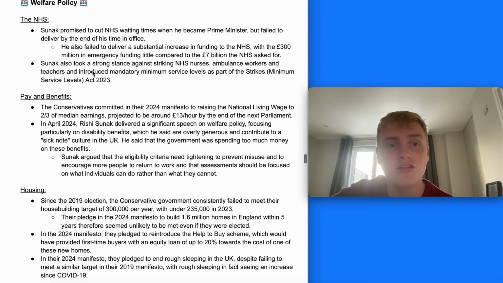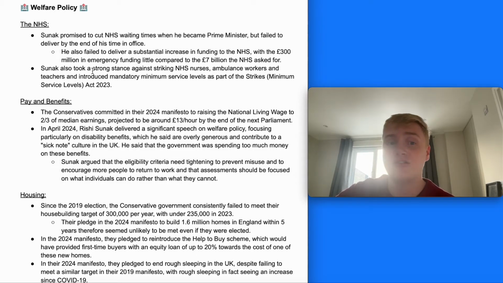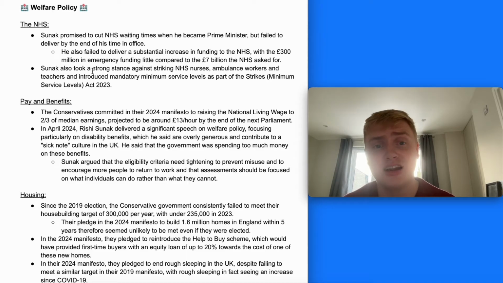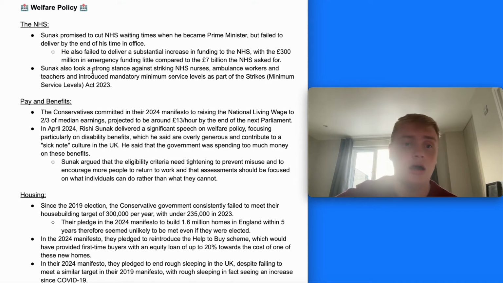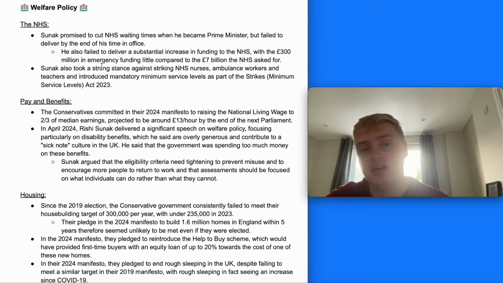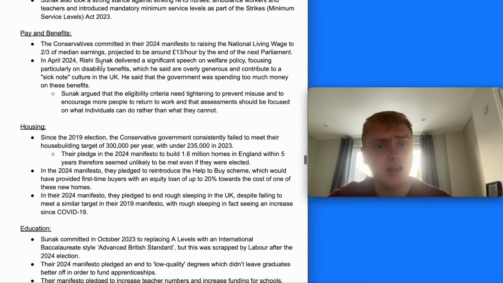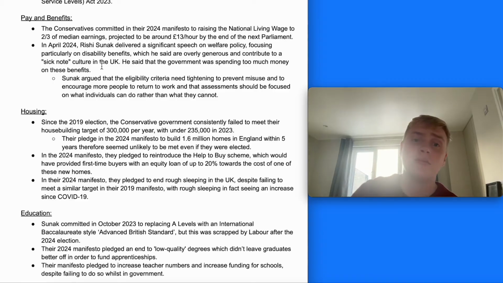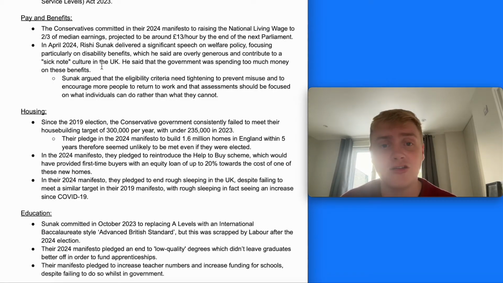In terms of welfare policy on the NHS, he promised to cut waiting times when he became Prime Minister, but failed to deliver by the end of his time in office. He also failed to deliver a substantial increase in funding to the NHS, with the 300 million in emergency funding little compared to the 7 billion the NHS asked for. He took a strong stance against striking NHS workers and education and teachers as well, introducing the Strikes Act. In terms of pay and benefits, the Tories committed in the 2024 manifesto to raising the national living wage.